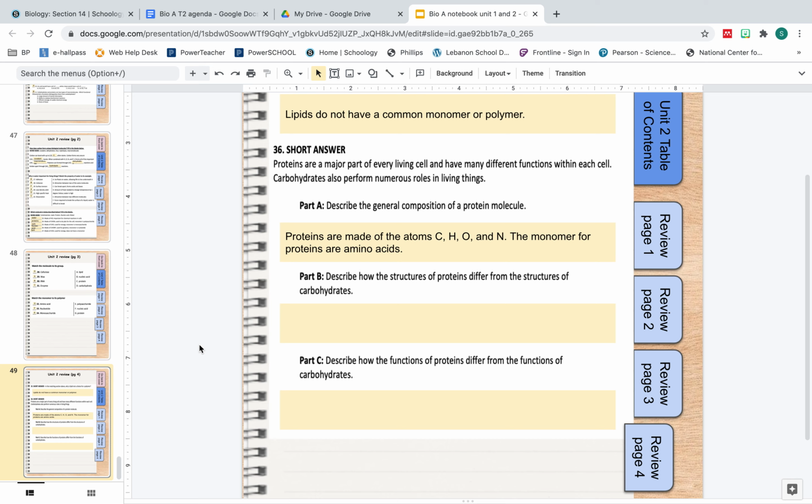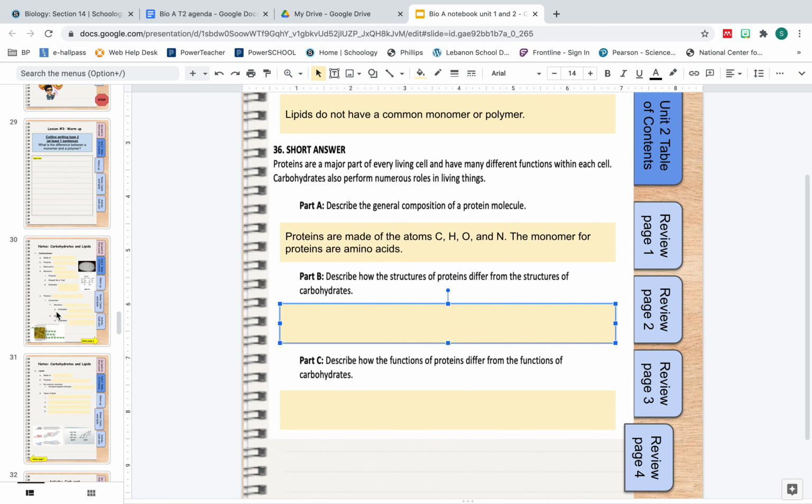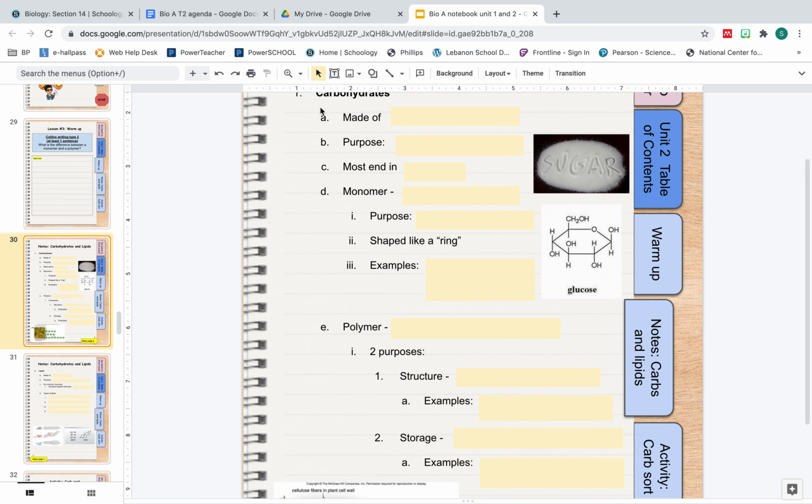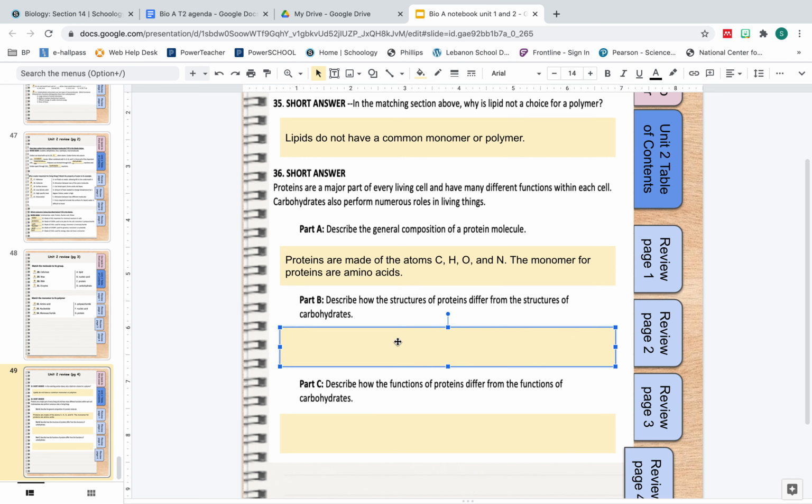Part B, describe how the structure of proteins differs from the structures of carbohydrates. We literally just talked about the structure of proteins right here. So how are carbs different? We're kind of comparing the two. How are they different? If you look back in your notes, let me find the carbohydrate page. There you go. You have the same kinds of things. Excuse the fan on my computer if you can hear it. My computer sounds like it's about to take off. Anyways.